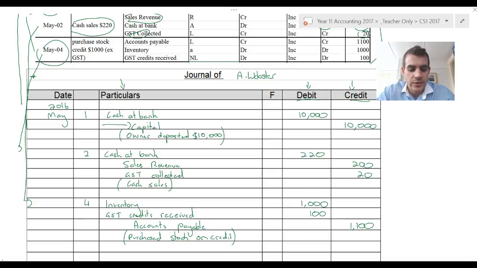You can see the final entry here, my solution to it. I've got May 4, my two debit entries, so inventory and GST credits received. They are not indented. The only indented entry is my credit, which is accounts payable. And you can see here, these two amounts equal this amount here.